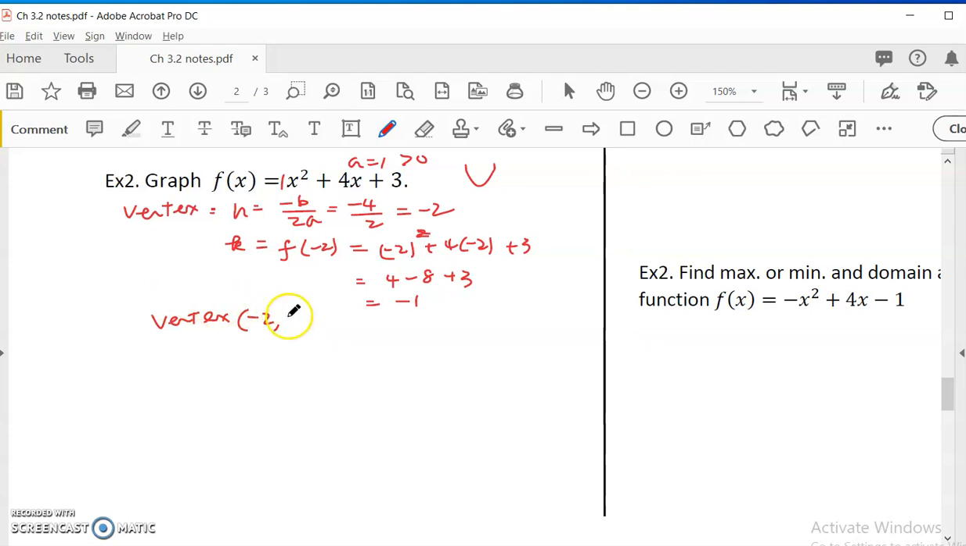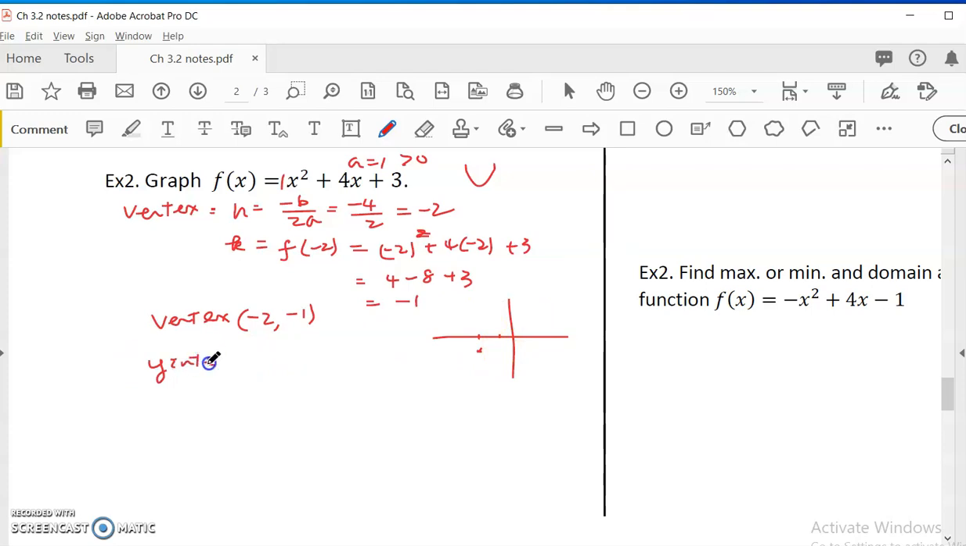Yeah, -2, -1. I just want to double check that it's right. It's facing up, so I would sketch it here: -2, 1, 2, and -1. But how wide do I go? I have to do the y-intercept.